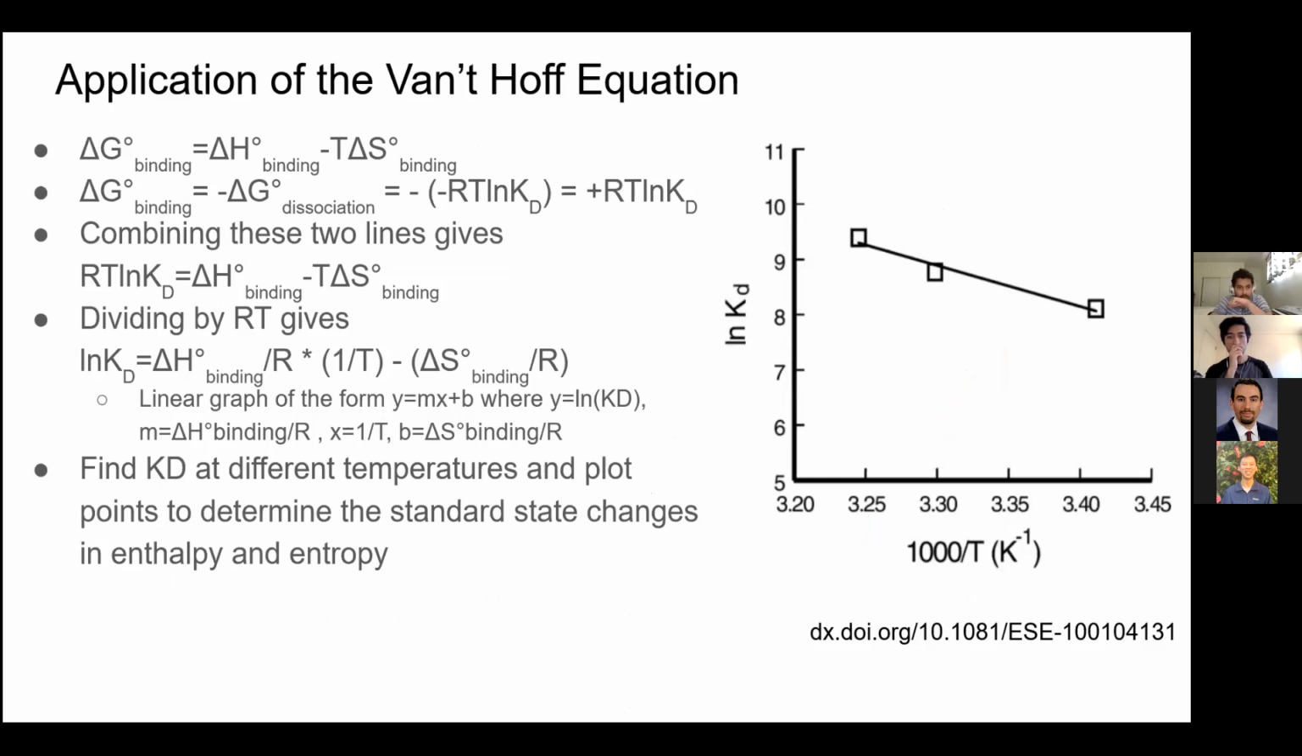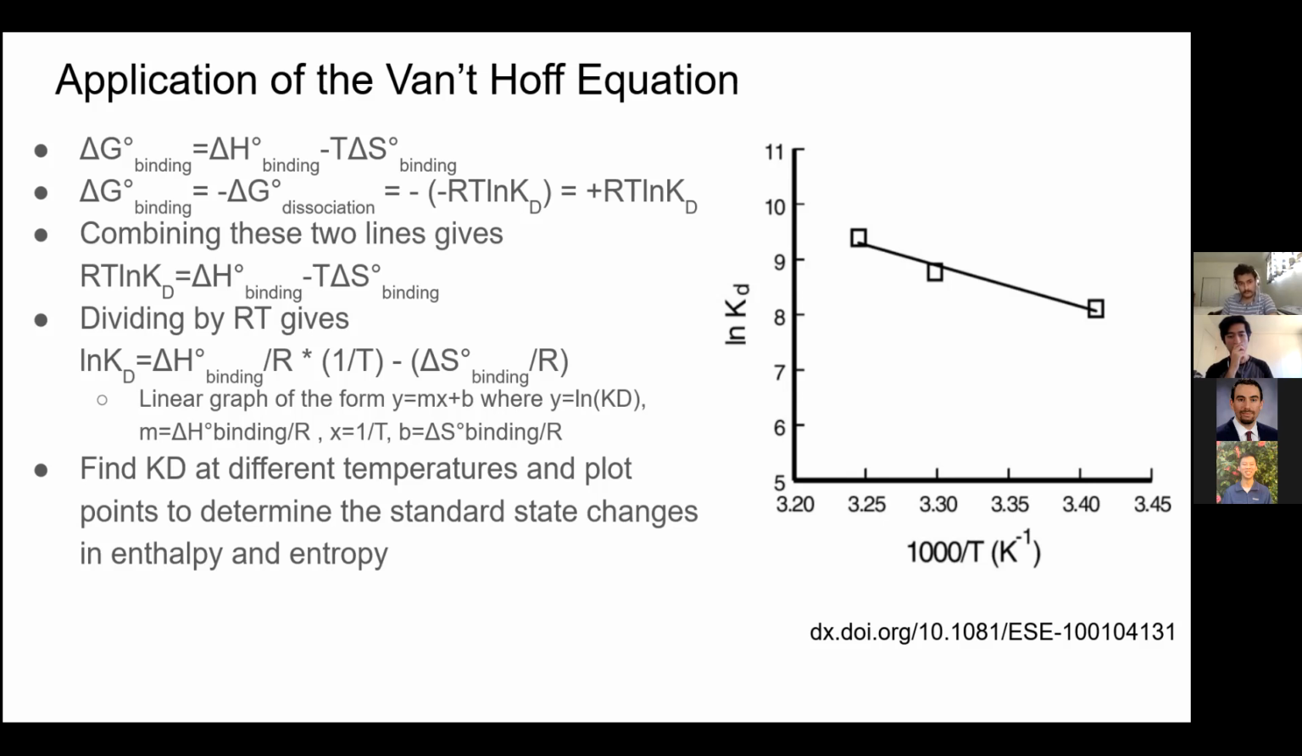And now going on to the van 't Hoff equation, which can tell us things about the thermodynamic properties. The general equation is delta G naught equals delta H naught minus T delta S naught. As you saw earlier, you can write the delta G of binding as plus RT ln KD. The plus is because it's the dissociation constant, and we're talking about the delta G of binding, so it's the reverse reaction on one side. You can restate this as RT ln KD equals delta H naught minus T delta S naught.